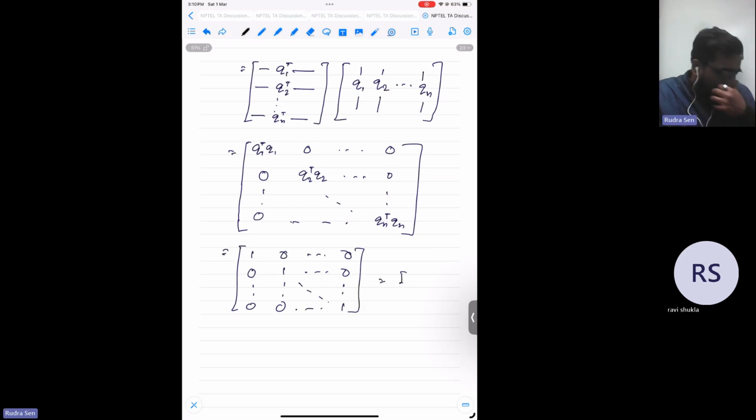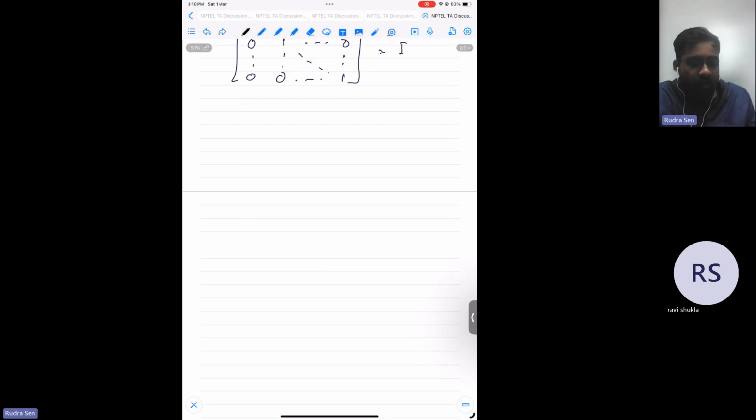Okay. Now, another example of an orthonormal matrix.